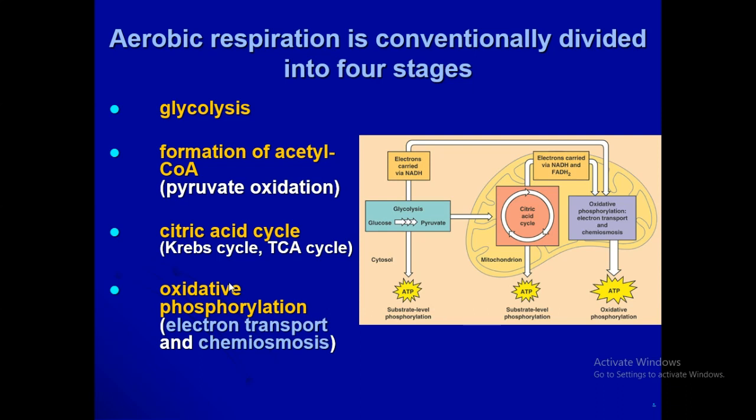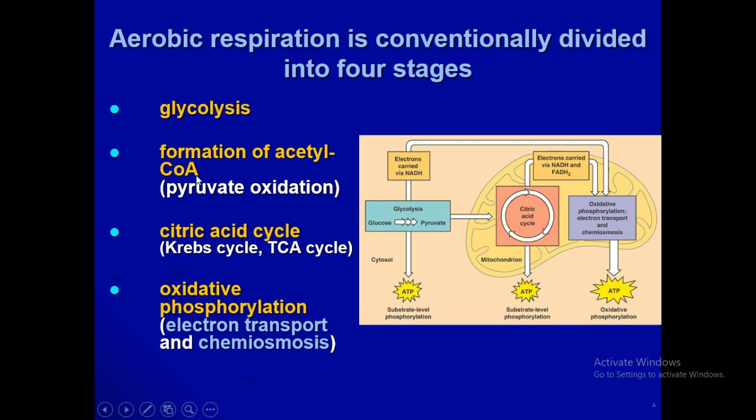Aerobic respiration, guys, I've told you it's 3 stages, but actually there are 4, and that's actually the pre-Krebs. Before the Krebs cycle, or the citric acid cycle, the other name for the Krebs cycle is the TCA cycle. TCA stands for tricarboxylic acid cycle. Later on, I will explain why it is called tricarboxylic acid.